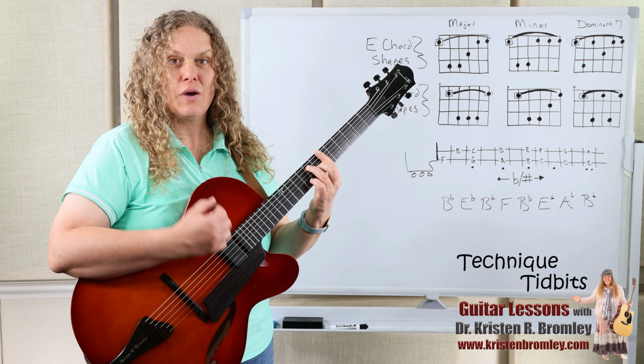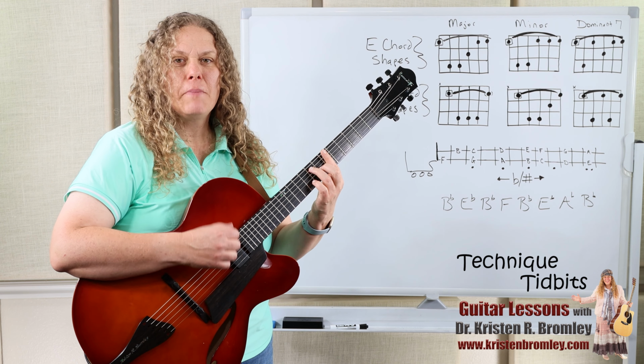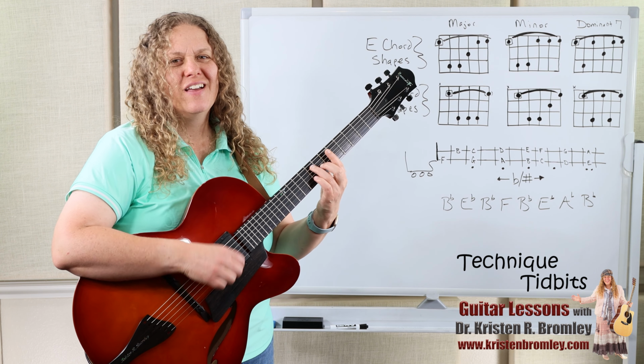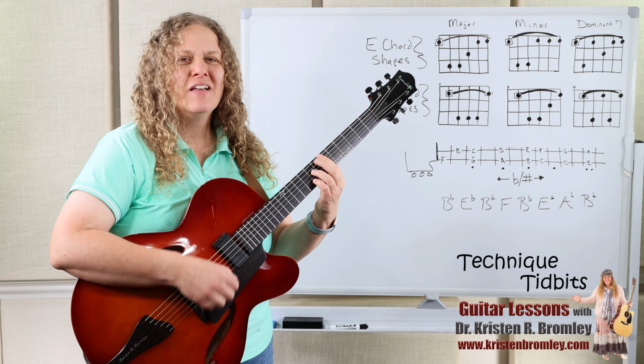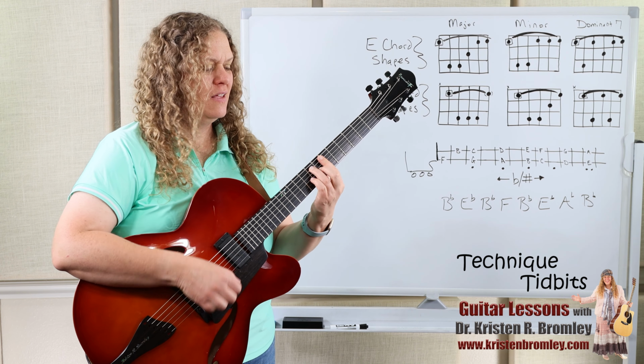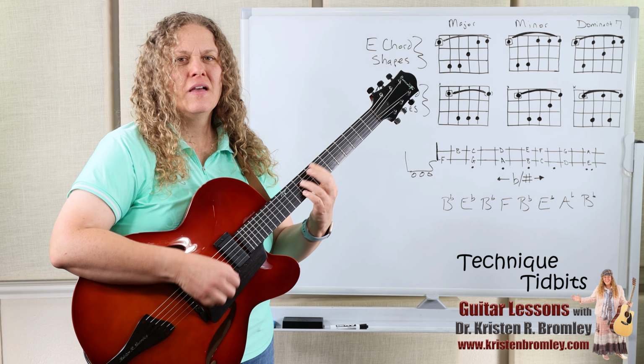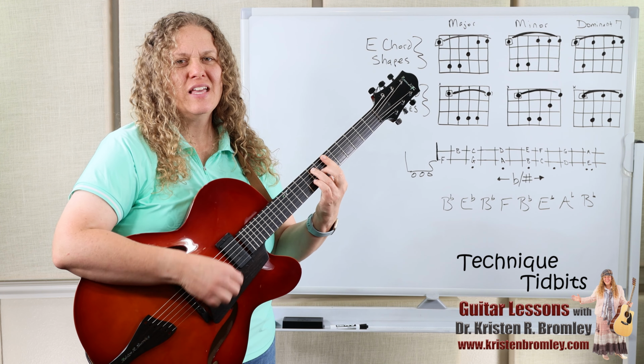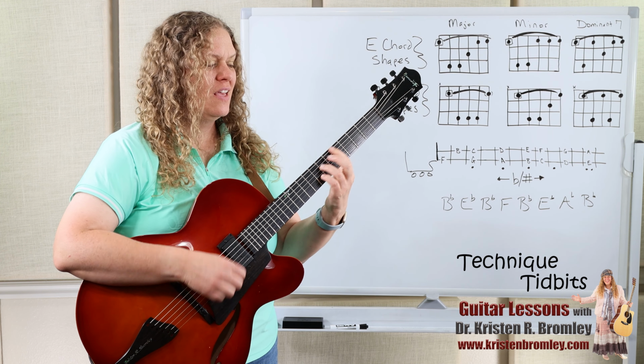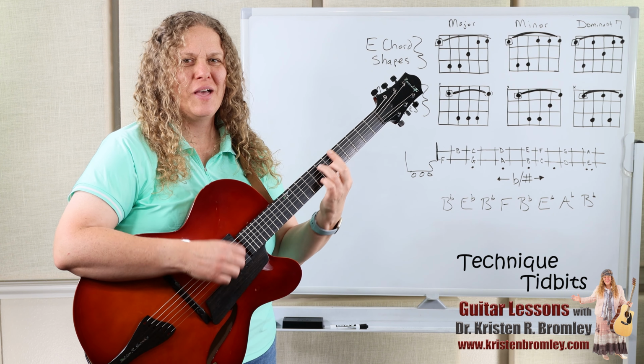Okay, so we'll play through this. You got 1, 2, ready, and we got B flat 7, E flat 7, B flat 7, F 7, B flat 7, E flat 7, A flat 7, and B flat 7.